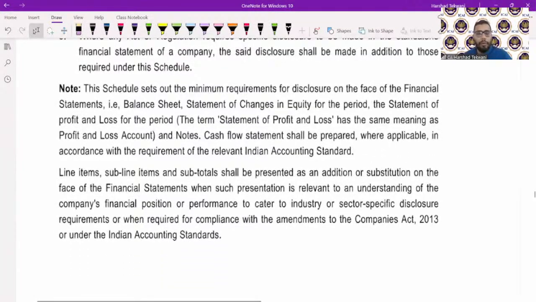Something which was not there in Division 1 is statements of changes in equity. We were seeing the balance sheet and statement of profit and loss in Division 1, but in Division 2 there will be a statement of changes in equity also that we are required to disclose.